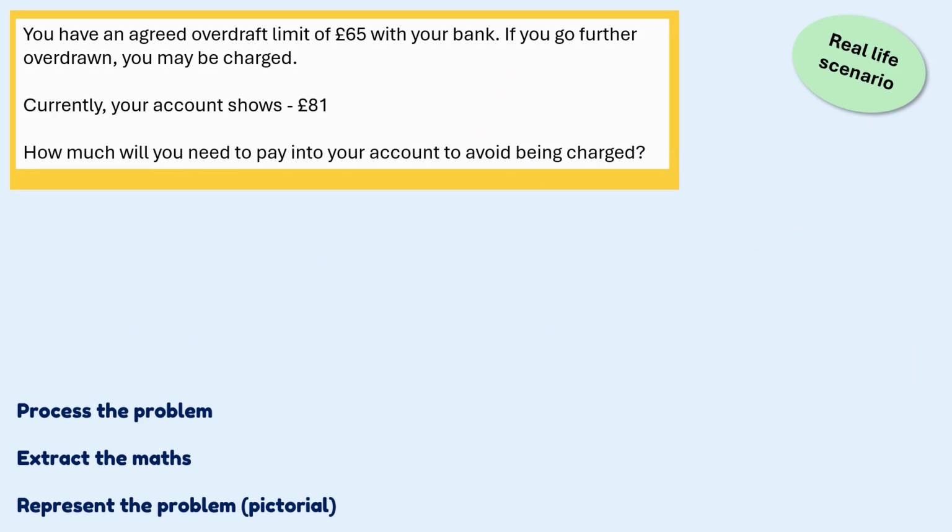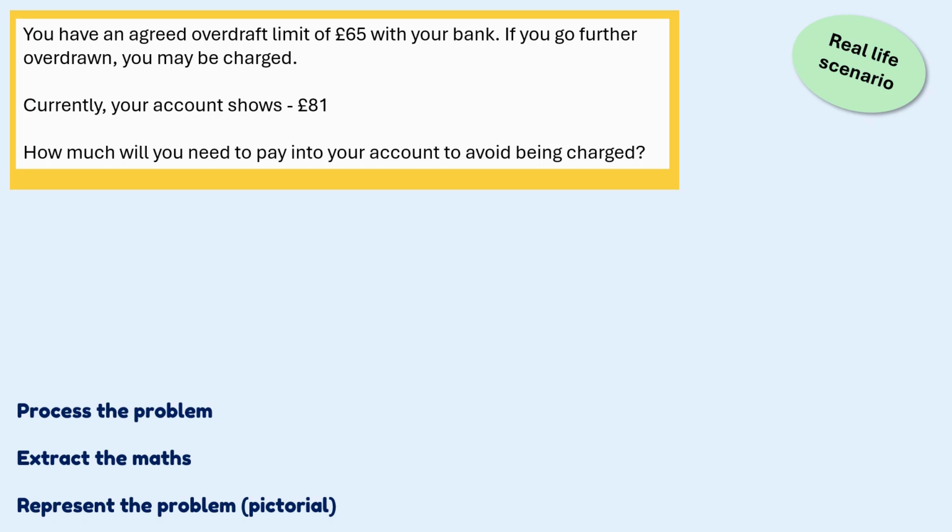So let's look at scenario 2. You have an agreed overdraft limit of £65 with your bank. If you go further overdrawn, you may be charged. Currently, your account shows minus £81. How much will you need to pay into your account to avoid being charged?